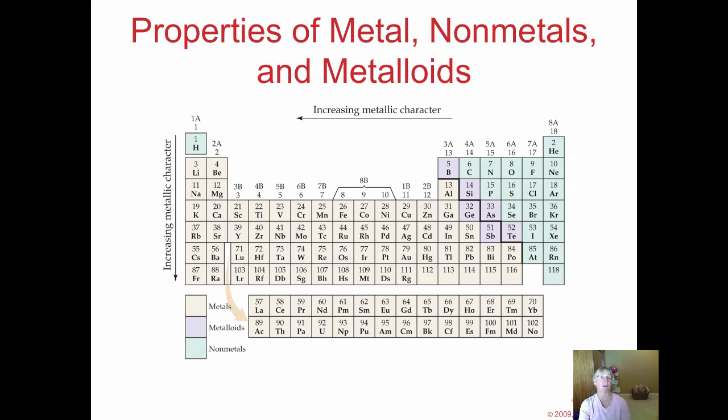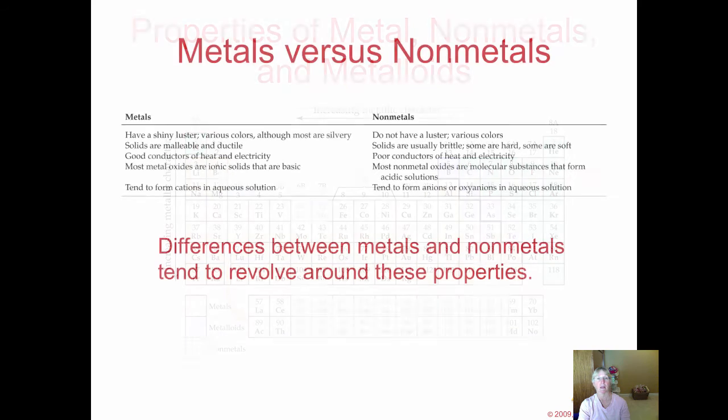A couple of easy trends here. I think you know that things are more metallic as you go farther to the left and farthest down. Cesium is the most metallic element. Frequently, francium is ignored because it's radioactive. And hydrogen has some metallic properties in that it can lose an electron and become a positive ion, but you know that it's a gas.